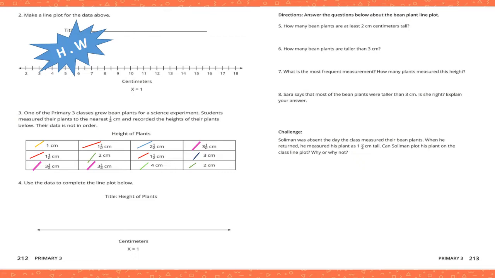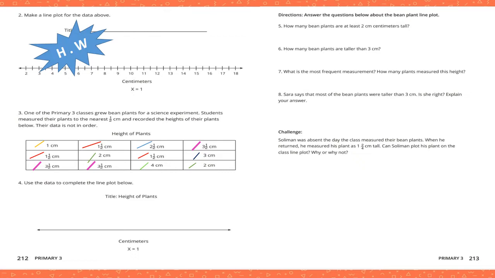Number 3, one of the primary 3 classes, group B, plants for a science experiment. Students measure their plants to the nearest half centimeter and record the height of their plants below. Their data is not in order, okay? This is my table, and I will take this data and put it in the line plot. The height of plants here, my table: 1 centimeter, 1.5, and so on.